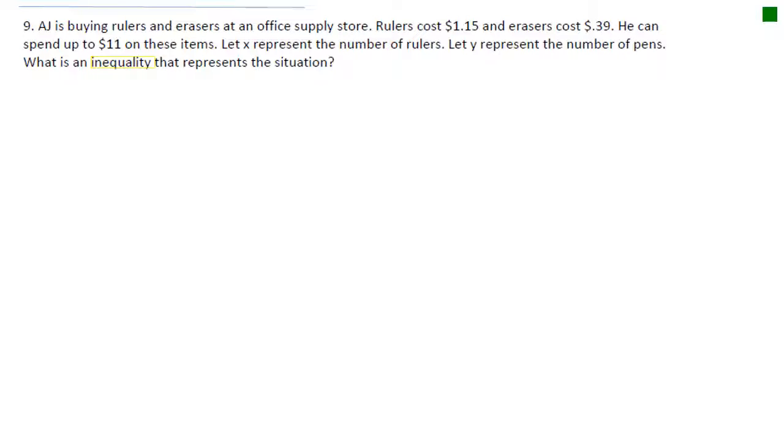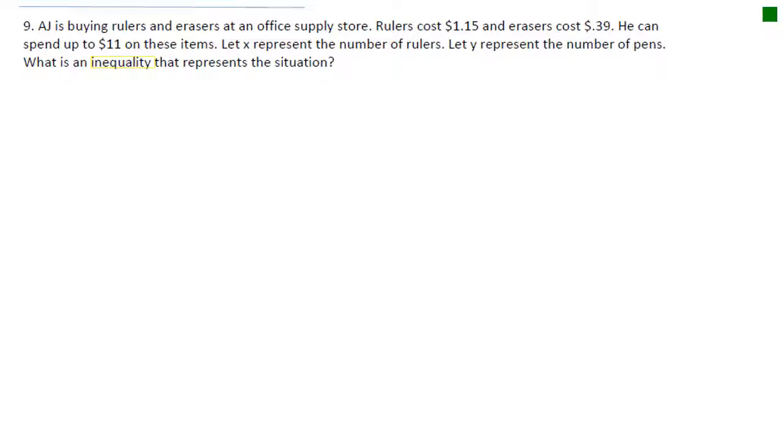Number 9 says AJ is buying rulers and erasers at an office supply store. Rulers cost $1.15 and erasers cost 39 cents. He can spend up to $11 on these items. We're going to let X represent the number of rulers and let Y represent the number of pens. What is an inequality that represents this situation?